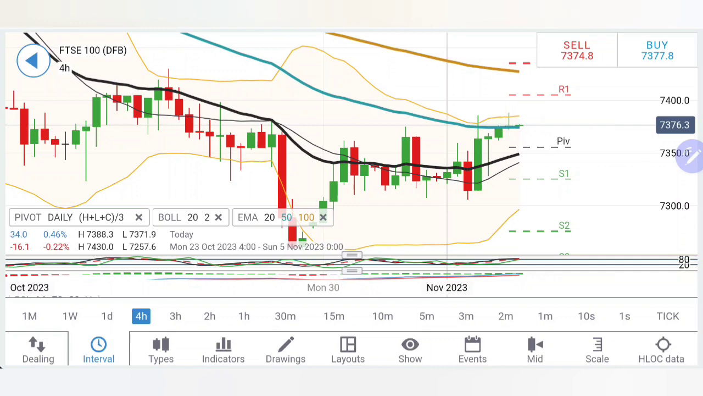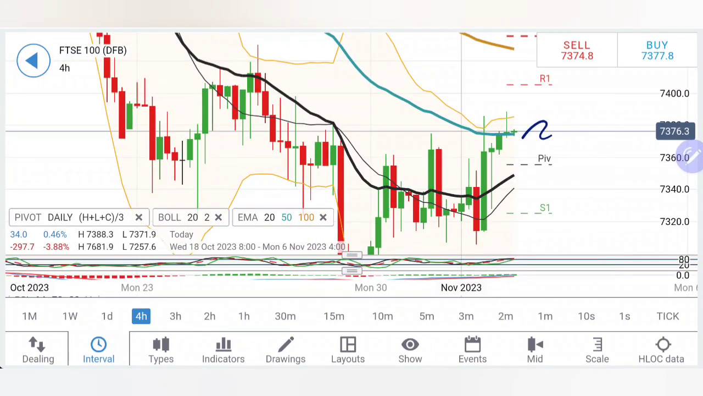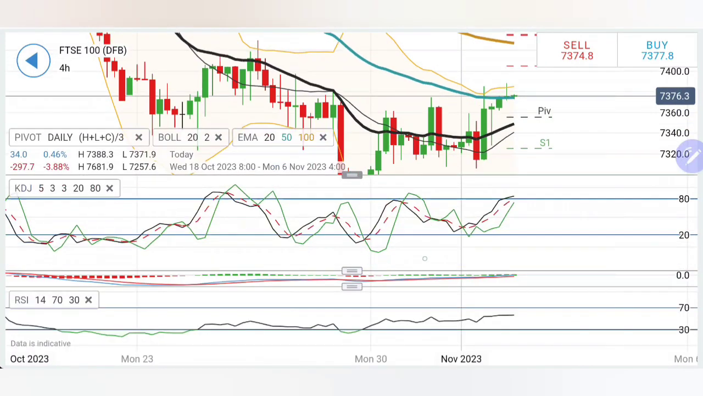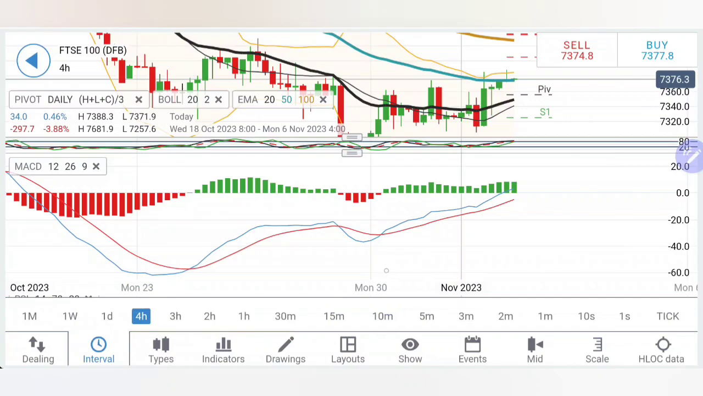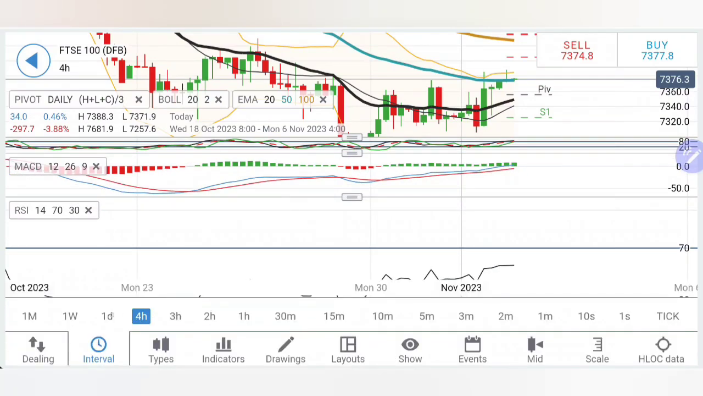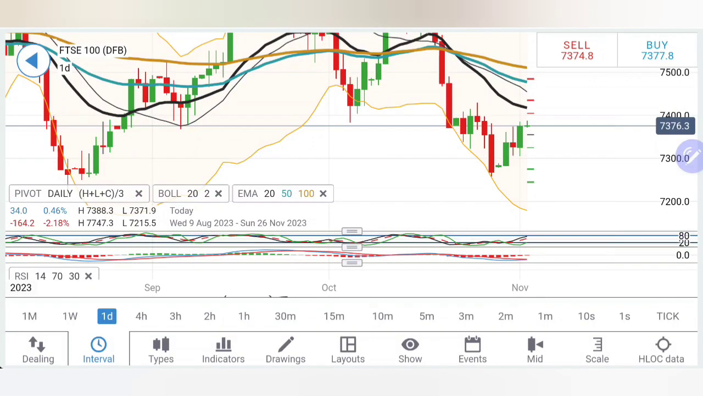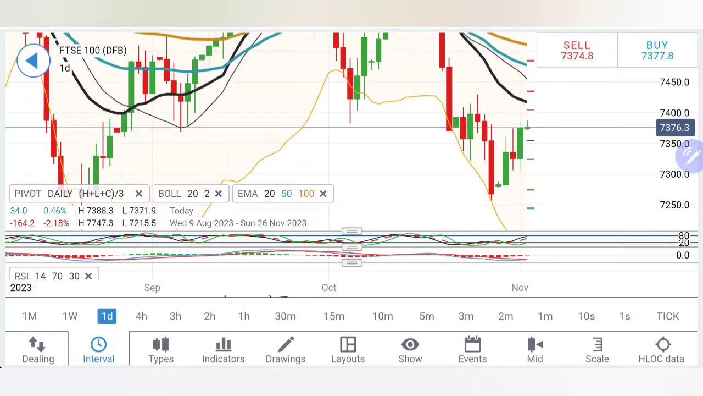Now this candle could be the reversal sign if the price stays below 7370, 7365 levels, and specifically below 7360. Treat this as a reversal sign, and this could be the first red candle, and then a second red candle may follow here. Stochastic overbought, MACD divergent and bullish, RSI flat. Coming to the daily charts.